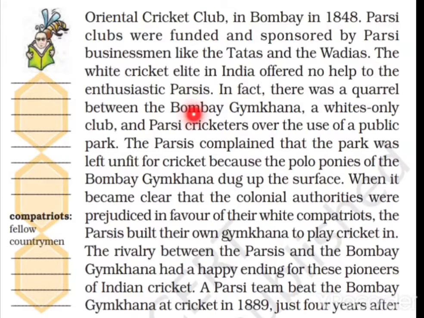There was a quarrel between the Bombay Gymkhana, a whites only club, and the Parsi cricketers over the use of a public park. Now, who did the fight start between? One is the Bombay Gymkhana, which belongs to white people, and the other is the Parsi cricketers. These white people were not ready to help the Parsi people. Why? Because there is only one public park, and both want to play there, so they started fighting.